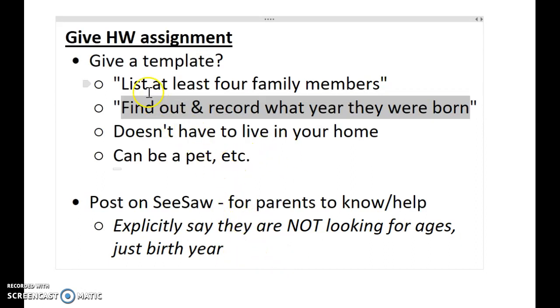Now, another option here is if you don't want to send home a piece of paper, you could actually post the assignment on Seesaw and then have the families respond to it as homework on Seesaw. I think you guys have done this before where the parents had to do a task on Seesaw. They had to actually post their responses as a comment to the assignment. So you could even, if you choose to do that, have it all be online where the parents just have to type in the family members with the years that they were born onto the computer, and then the kids would have access to that in class the next day.